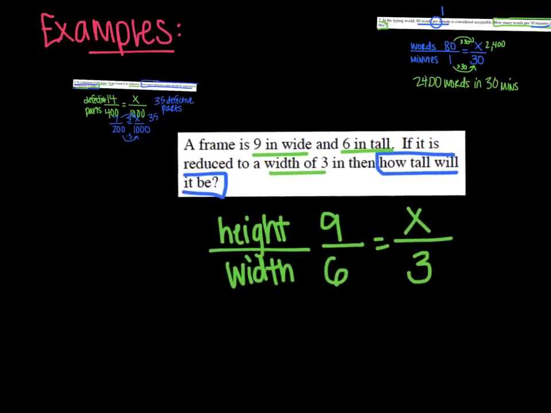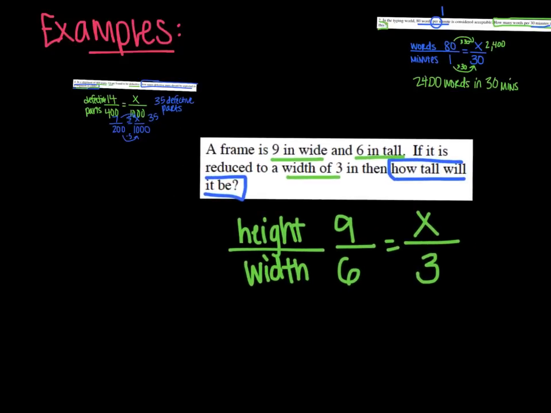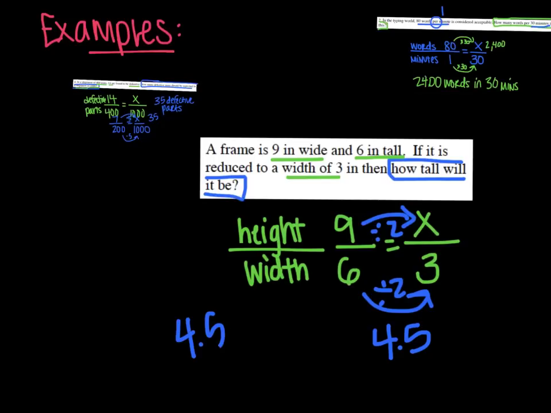I can multiply across, up and down, whatever. Sometimes scale factor works, sometimes unit rate. This way I divide by 2 on both sides, or on the top and the bottom I should say, and then I will get an answer of 4.5. And so to answer the question, we are talking about 4.5 inches tall.